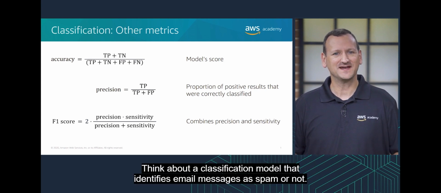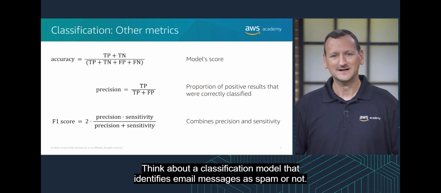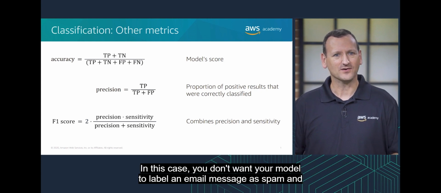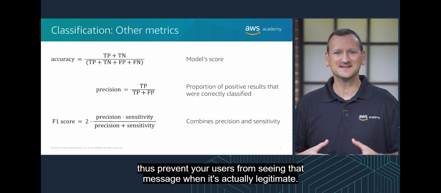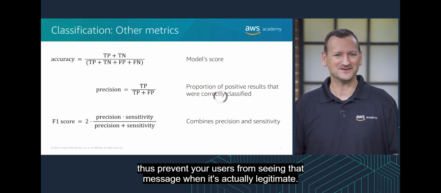Think about a classification model that identifies email messages as spam or not. In this case, you don't want your model to label an email message as spam and thus prevent your users from seeing that message when it's actually legitimate.